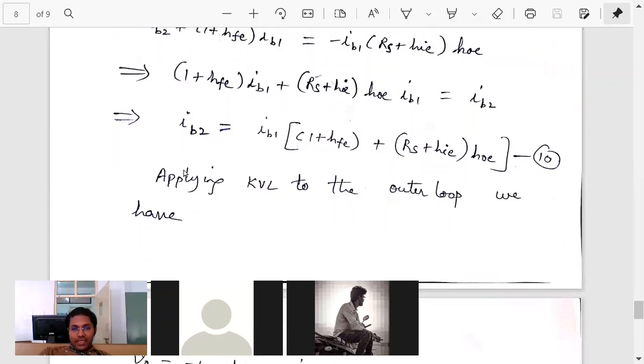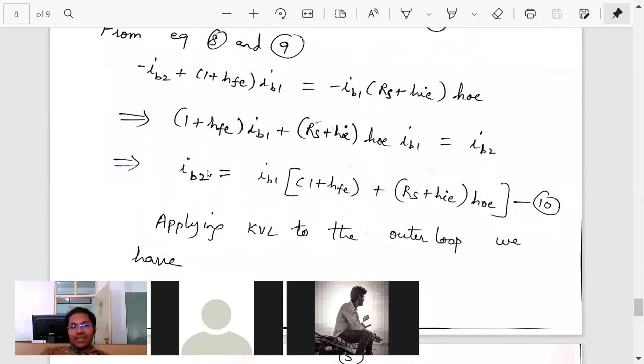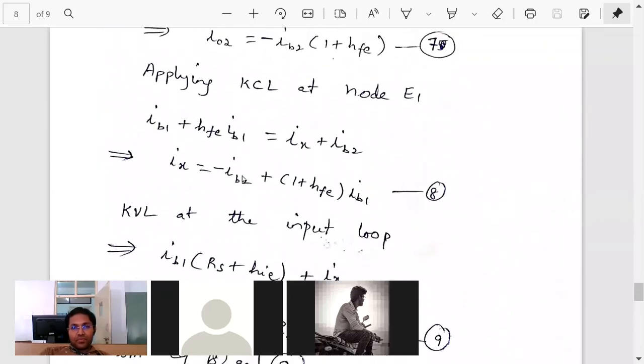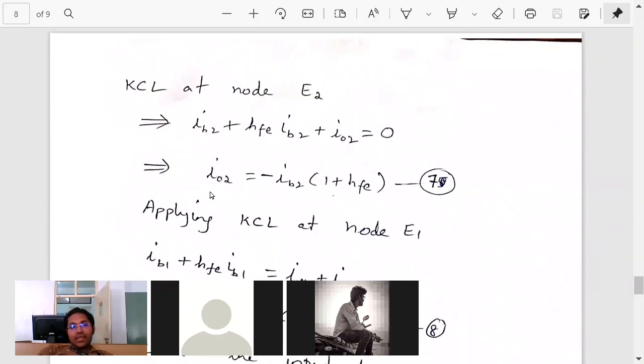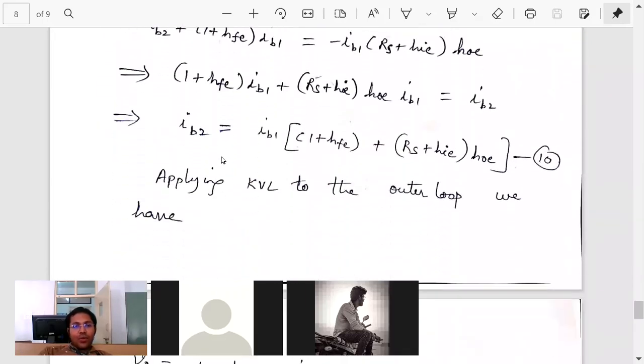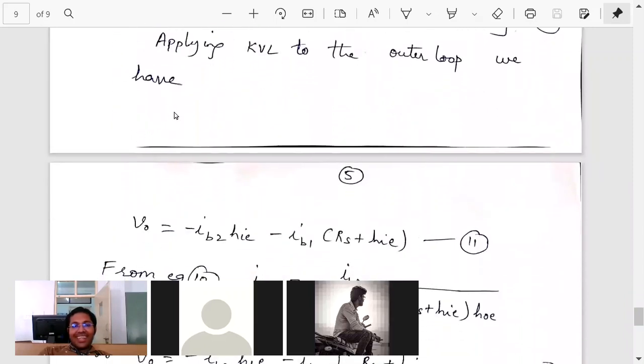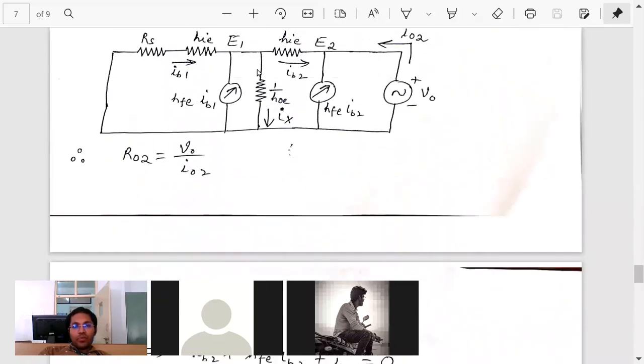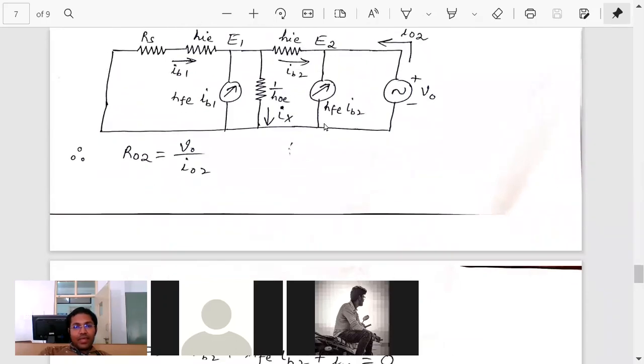Okay. Next, we got IB1, we got IB2, a relation between IB1 and IB2. Here I0 is in terms of IB2. But now again we got one more IB2, IB1 relation. Now let us go and apply KVL to the outer loop. Okay. Let us apply KVL here. Now if I apply KVL here, what will that be?